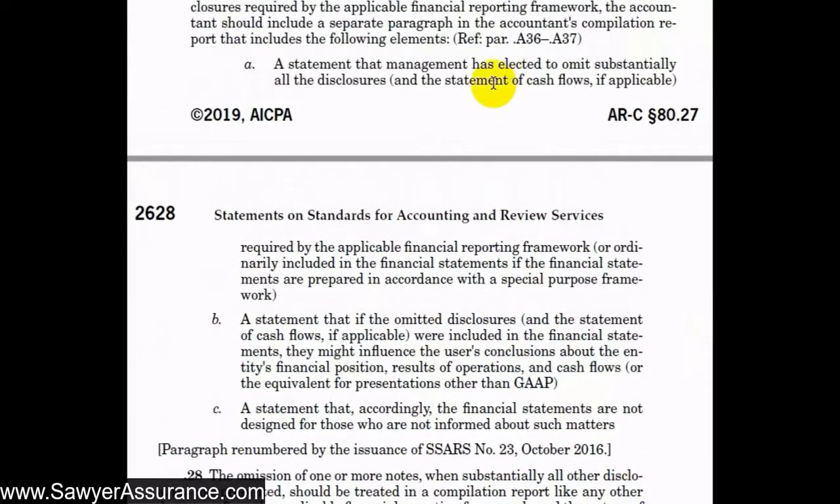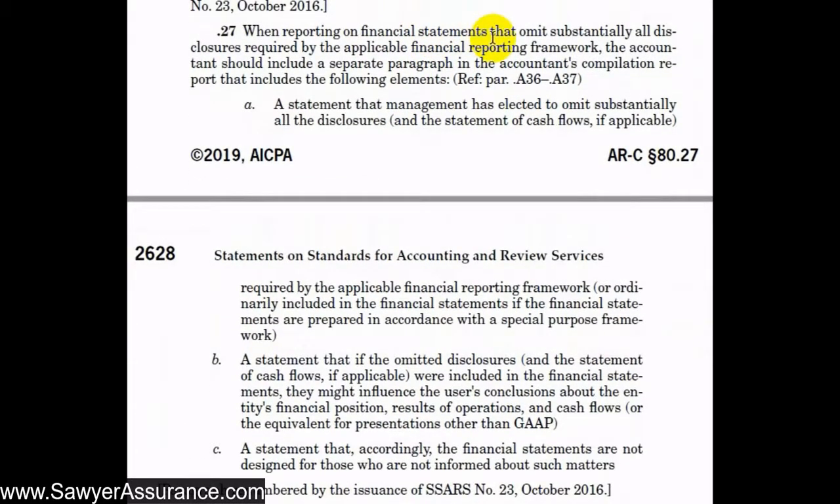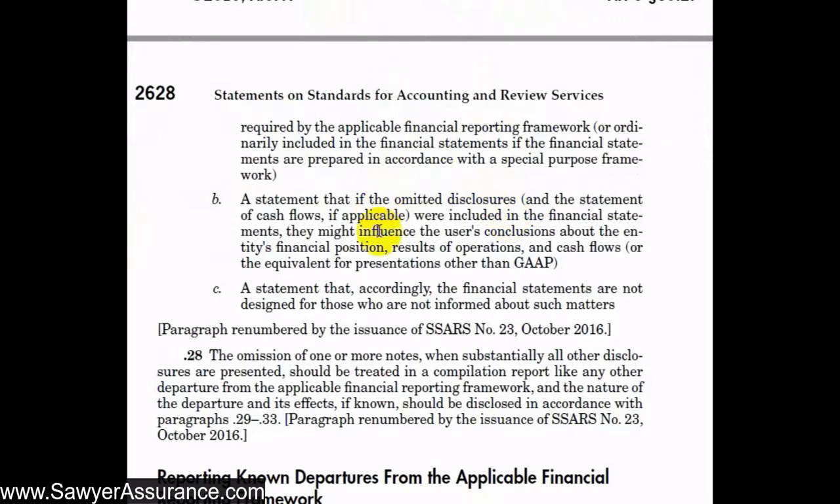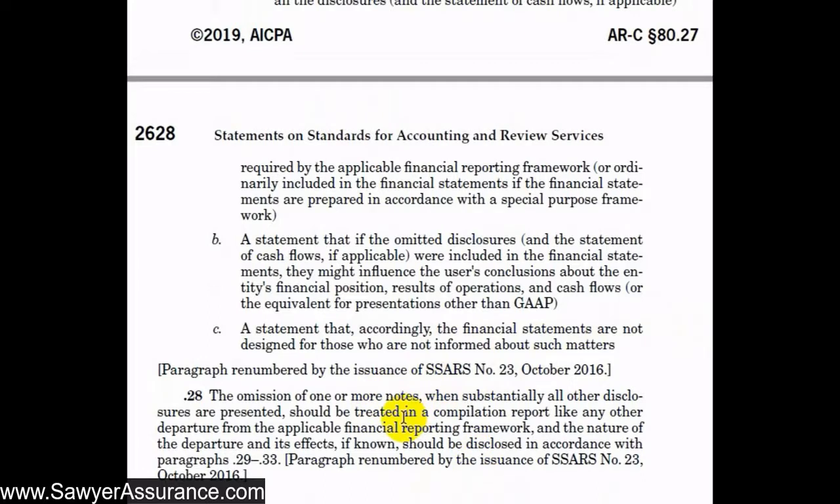So in summary, if management elected to omit substantially all the disclosures, we can still issue the compilation report. However, in our compilation report, we need to say that all the disclosures were omitted, and that if they had been included, users might have different information that might sway their conclusions about the financial statements, and also the user should be informed about what would have been included in the disclosures to fully understand the financial results and financial position of the company. And so if management only elected to omit a couple of footnotes or disclosures that are normally included in the financial statements, then we treat that the same way we would a departure from the applicable financial reporting framework.